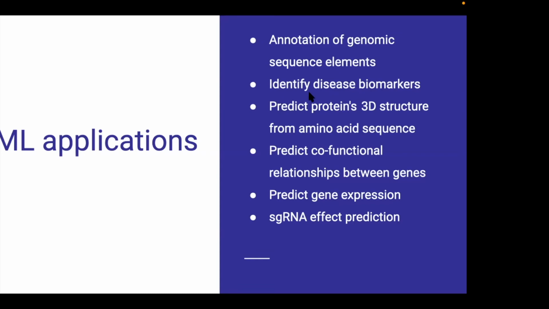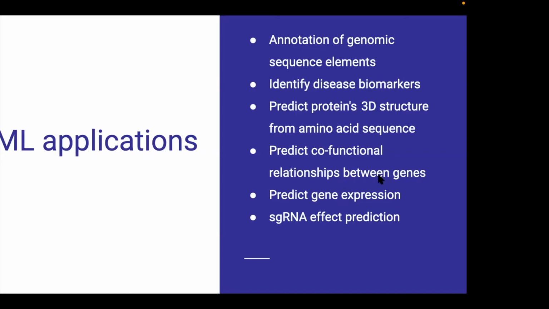Then we have identifying disease biomarkers. Again, this might raise a question: if we've already done the Human Genome Project, why do we need this? That's because there are limitations to what we've already done, and how diseases get expressed in the human body. And then we come to predicting protein 3D structure from the amino acid sequence. This is done by AlphaFold. We'll get to it. Then, predicting co-functional relationships between genes.